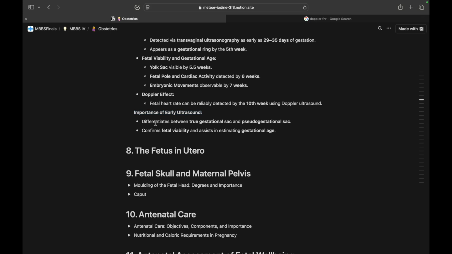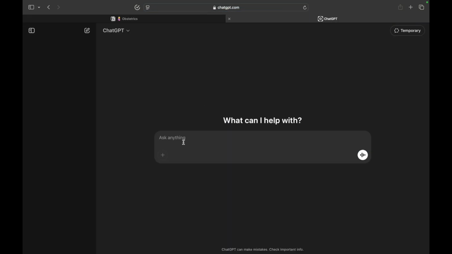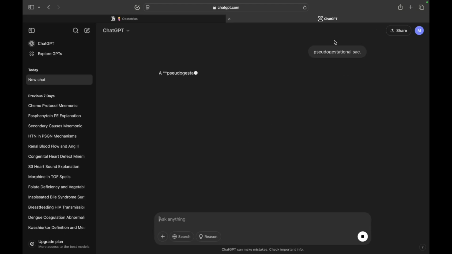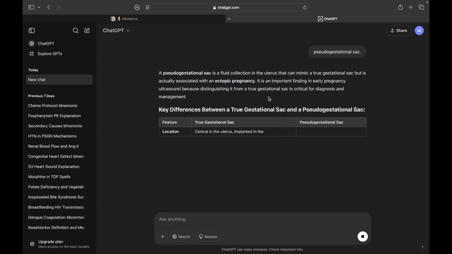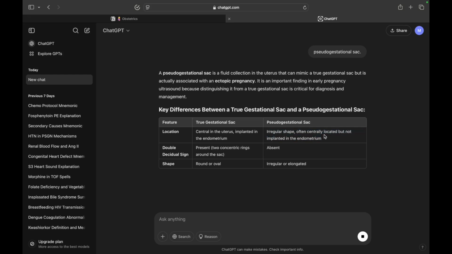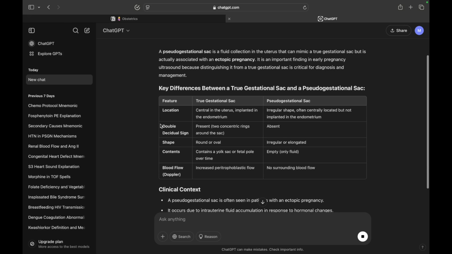Importance of early ultrasound: it differentiates between a true gestational sac and a pseudo gestational sac, confirms fetal viability and assists in estimating gestational age. So let's see this. Pseudo gestational sac is seen in ectopic pregnancy. It is irregular in shape, centrally located, but not implanted in the endometrium. Double decidual sign, which is seen in the true sac, is not seen here.